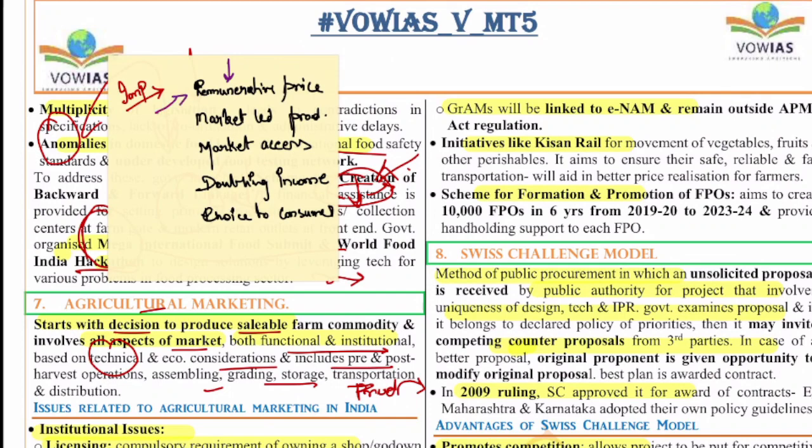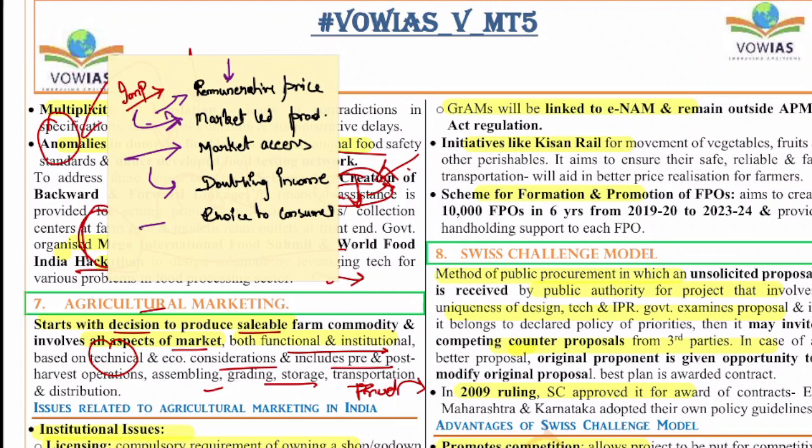Also, this will help in the production also. This will ensure that the production is based on the demand of the market. So this will lead to market-led production. This will help in increasing of market access to the farmers. New markets can be tapped and farmers can increase the profits. This will help in doubling the income of the farmers.